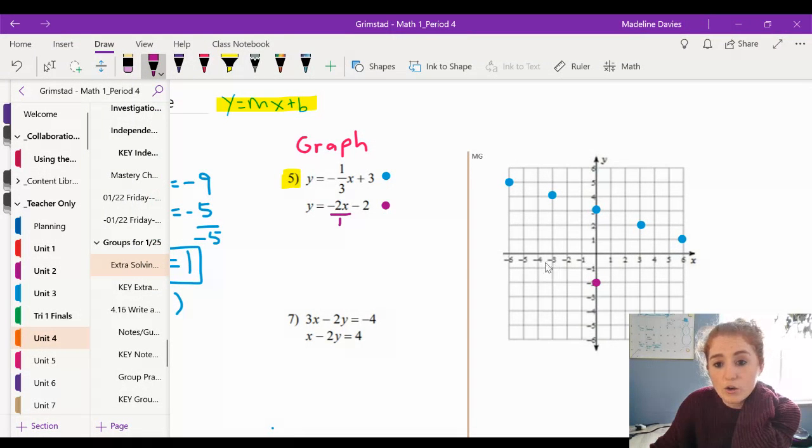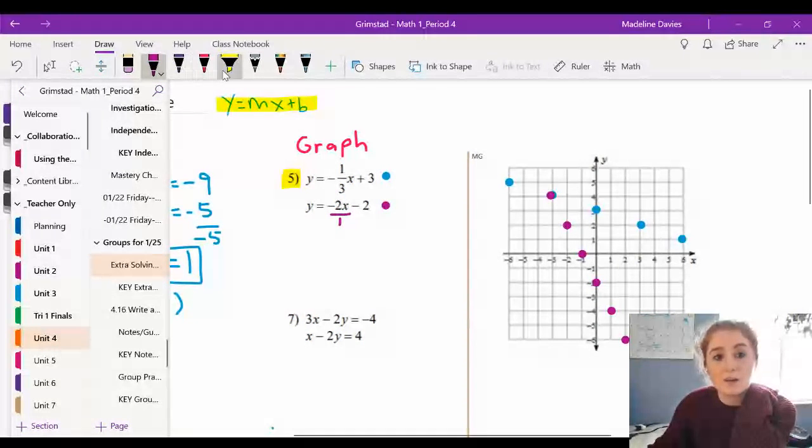All right, so my negative 2 over 1, so this time I go down 2, and then over 1 to the right, down 2 over 1 to the right, then you go in the opposite direction. Up 2, over 1, up 2, over 1, up 2, over 1, and I can stop there because we have our answer.